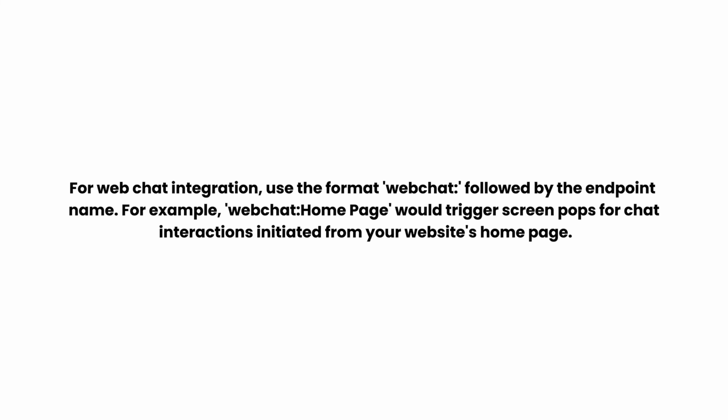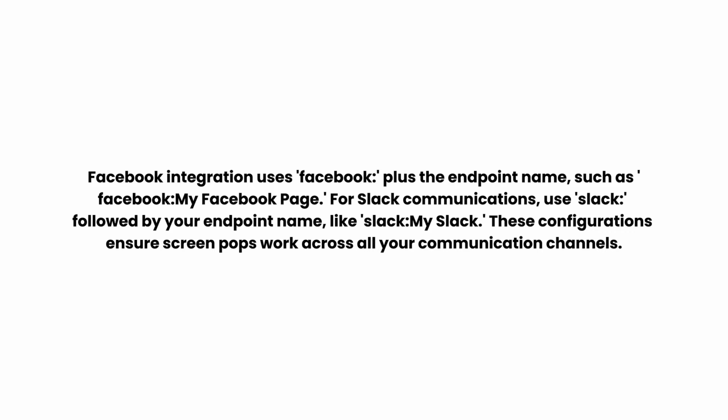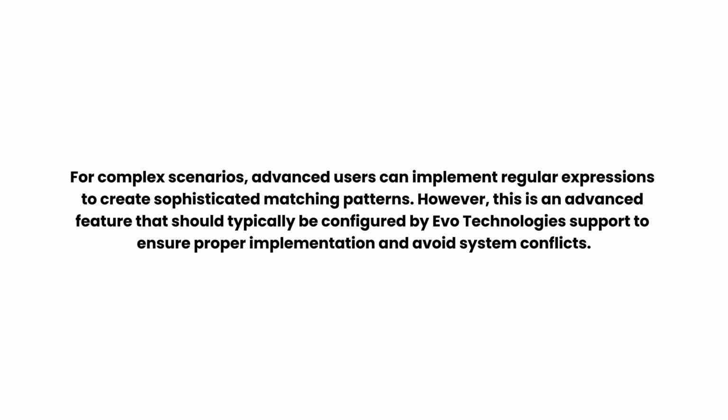For web chat integration, use the format web chat followed by the endpoint name. For example, web chat homepage would trigger screen pops for chat interactions initiated from your website's homepage. Facebook integration uses Facebook, plus the endpoint name such as Facebook, My Facebook page. For Slack communications, use Slack, followed by your endpoint name like Slack:my Slack. These configurations ensure screen pops work across all your communication channels.